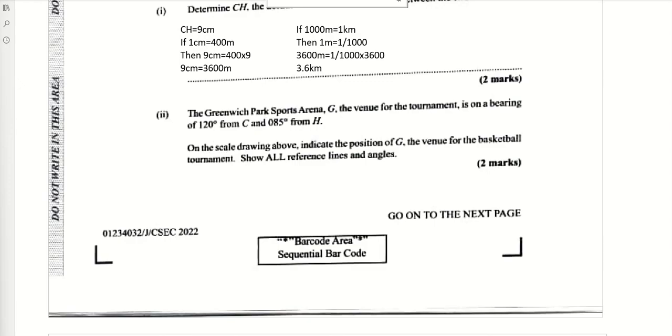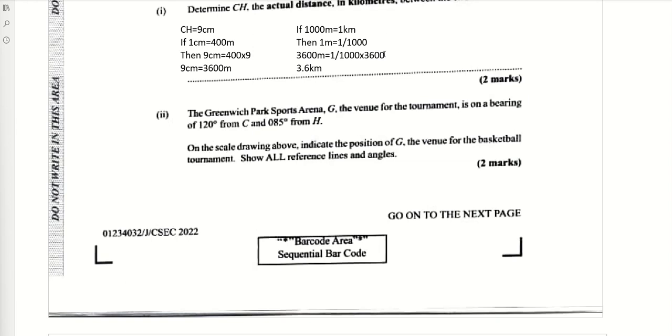Okay, so part 2 says the Greenwich Park Sports Arena is at location G. The venue of the tournament is on a bearing of 120 degrees from C and 85 degrees from H. On a scale drawing above, indicate the position of G, the venue of the baseball tournament. Show all reference lines and angles.